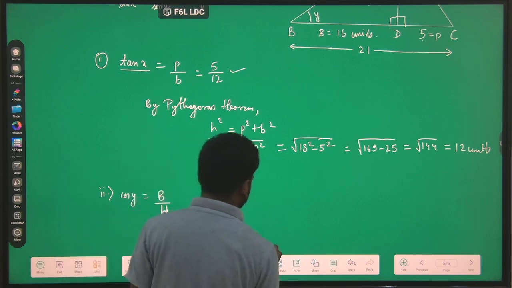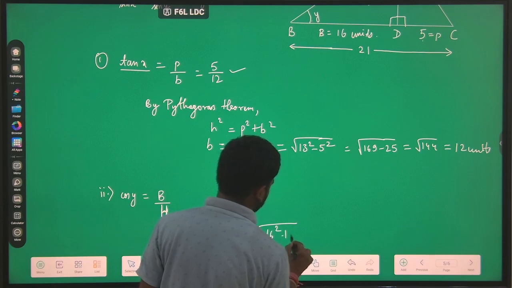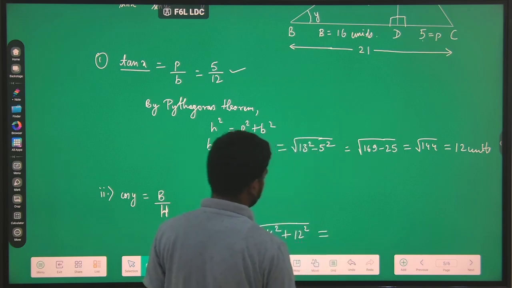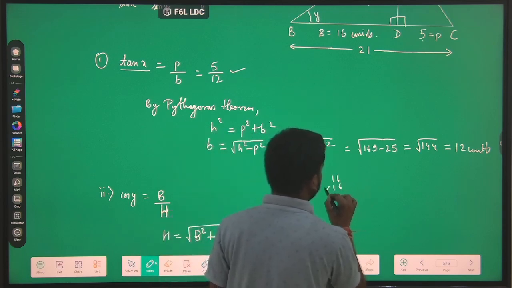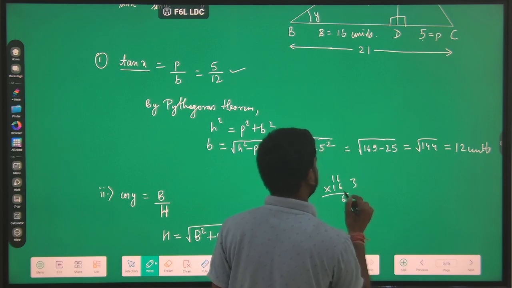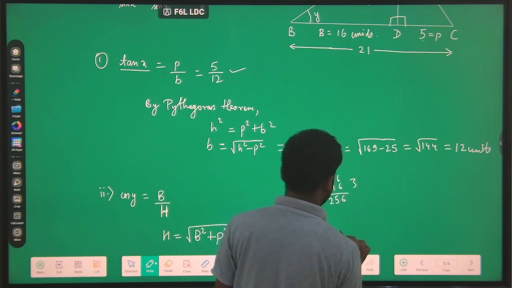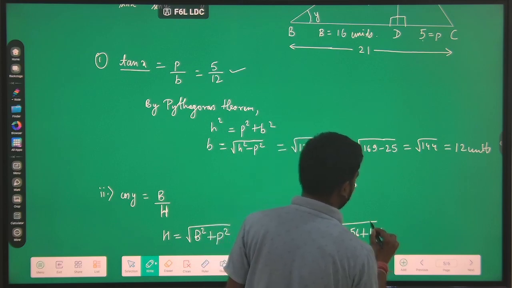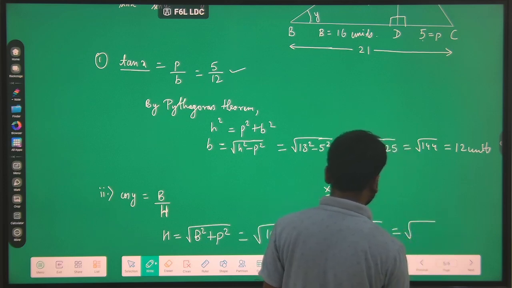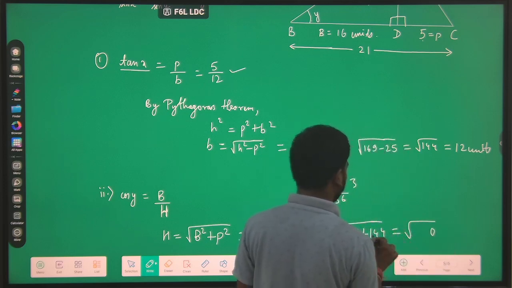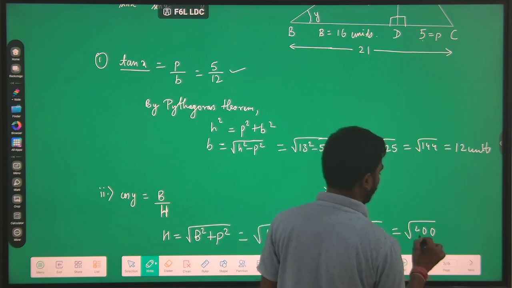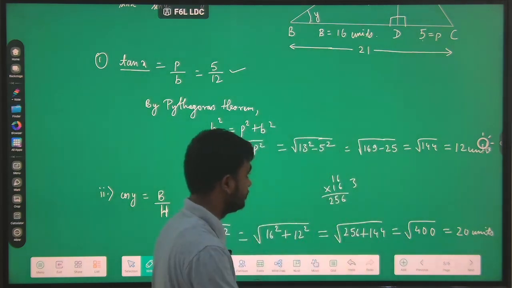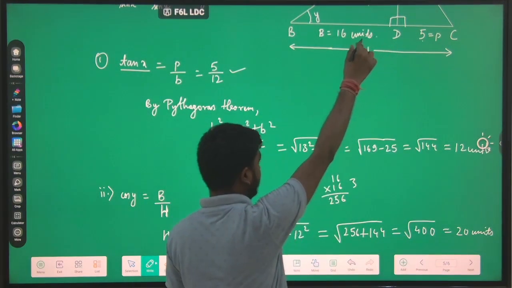What is our b? B is 16, that means 16 square. What is our p? P is 12 square. What is 16 square? 16 into 16 is 256. Root over 256 plus 144, that means root over 400, that means it is 20 units. That is our hypotenuse for this triangle, triangle ABD.